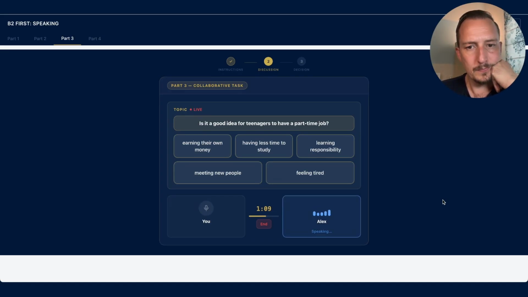That's a good point. Learning responsibility is definitely another key benefit, managing your time and tasks. But about the study, sometimes it can be harder than you expect, especially with exams. Then there's the feeling of being tired, which might affect your focus in class. Have you thought about that side of it?